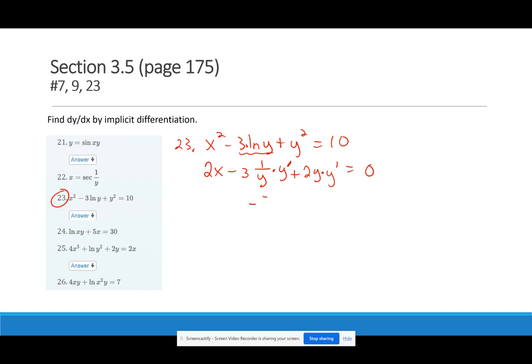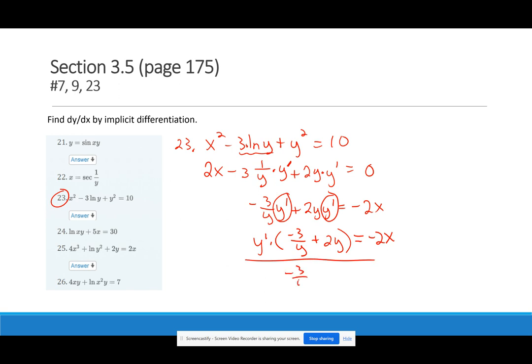Okay, so I have negative 3 over y times y prime plus 2y y prime, and I'm going to go ahead and move the 2x to the other side by subtracting it. So I'm trying to get my y primes on the same side, everything else on the other. Then I'm going to factor out the y prime. So I have negative 3 over y plus 2y. And then I want to divide by that. So I'm going to divide by all of that, okay, to get my y prime by itself.